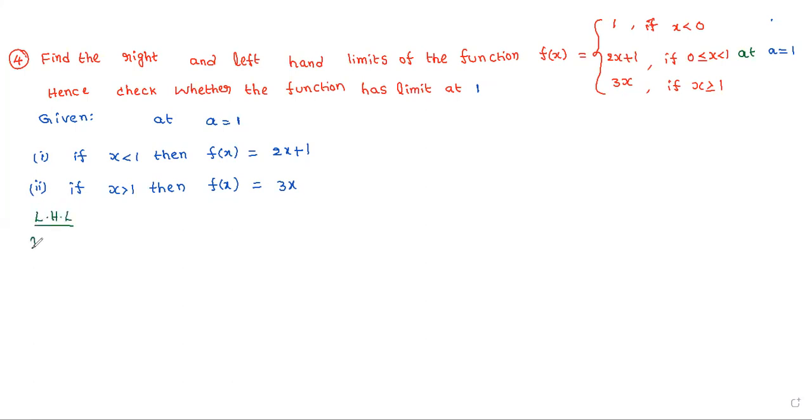Number 1, first LHL, the left hand limit. The formula is limit x tends to a minus f of x. Limit x tends to 1 minus f of x. Limit x tends to 1 minus means below value, f of x is considered 2x plus 1. Substitute x value 1: 2 into 1 plus 1, 2 plus 1, 3.